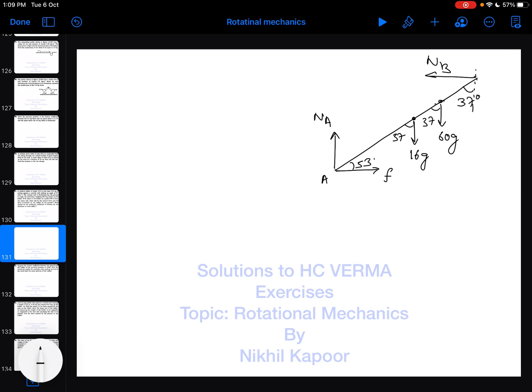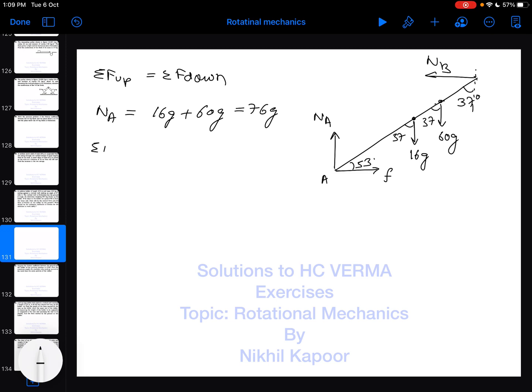As the ladder is in equilibrium, I can say total force acting up must be equal to total force acting down. So here NA is the only force which is acting up, and that would be equal to 16g plus 60g, which comes out to be 76g. So here one unknown, that is NA, is known to us.